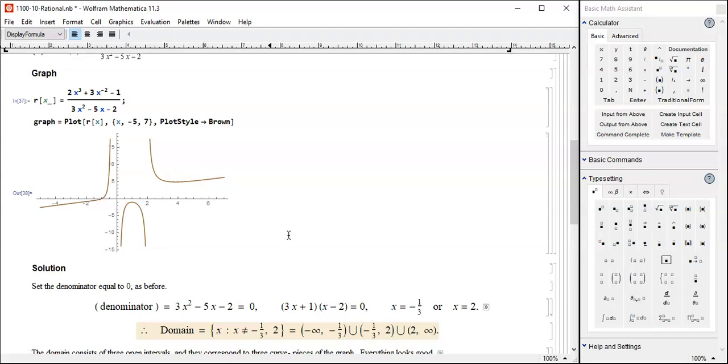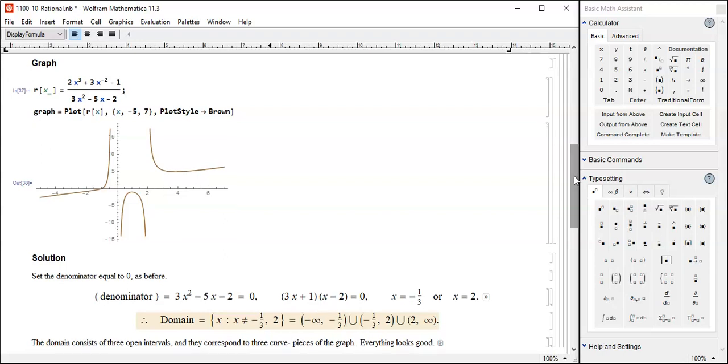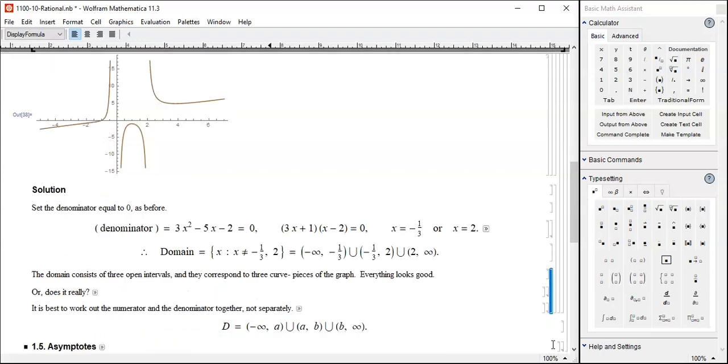Looks like everything is complete. All good? All good? Agreed? Wrong. There's a mistake. Find out. Stop the playback and find out. There's a mistake. What's wrong here? Found out or did not find out? Okay, here we go.